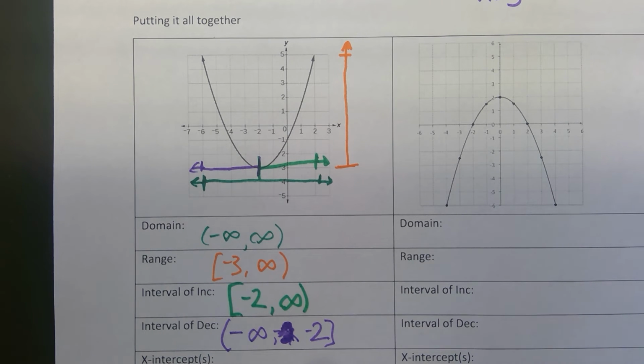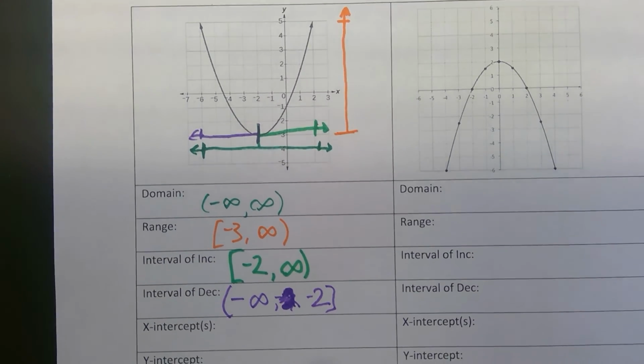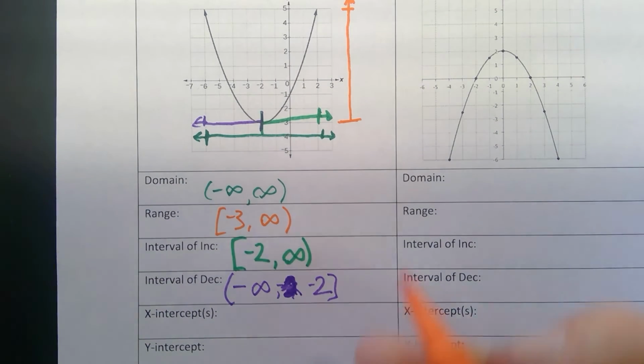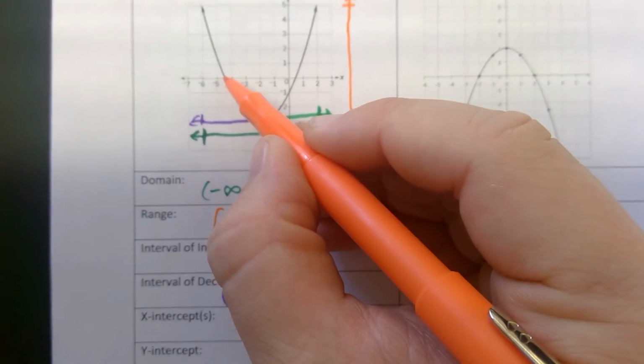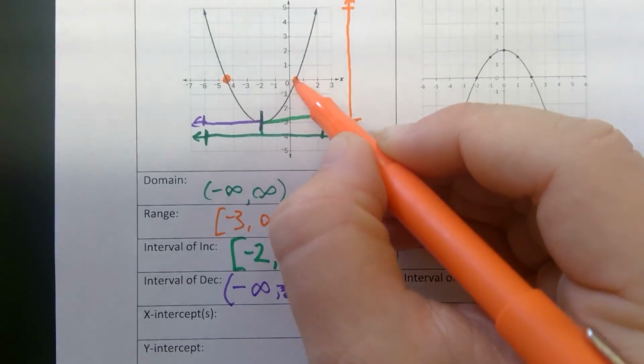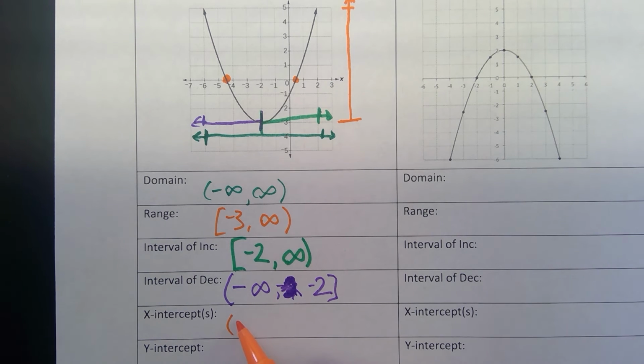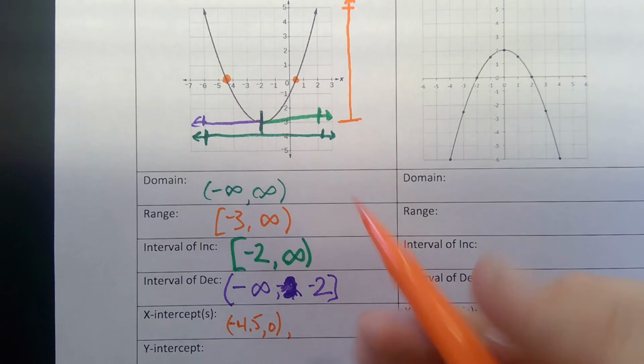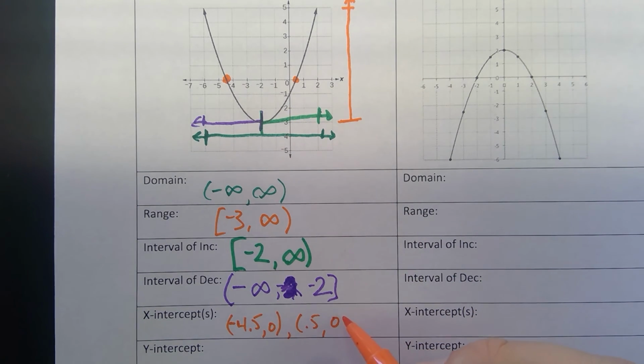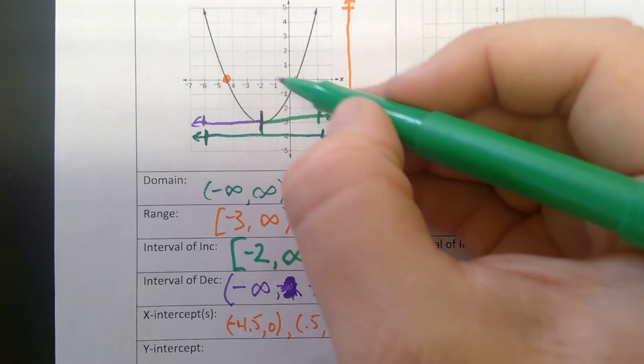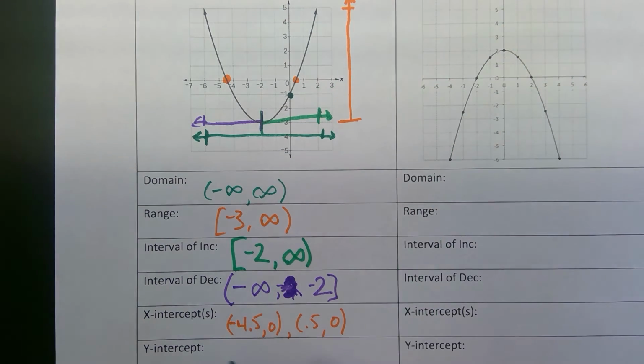Now we're throwing it back to our x-intercepts, y-intercepts, max, min, axis of symmetry, those sorts of things. Let's look at our x-intercepts. Where we cross the x-axis, there and there, so that's going to be negative 4.5 comma 0, and then over here we have 0.5 comma 0. Our y-intercept on the y-axis is right here, 0 comma negative 1.